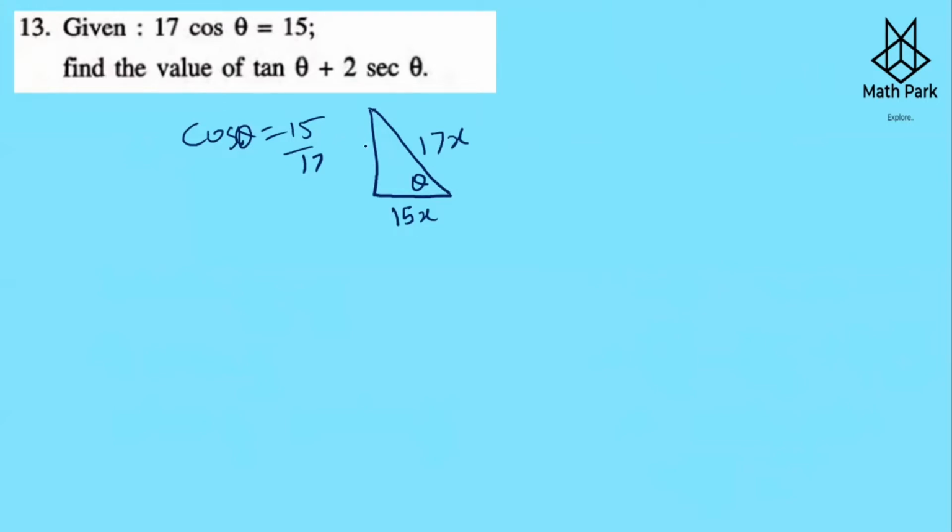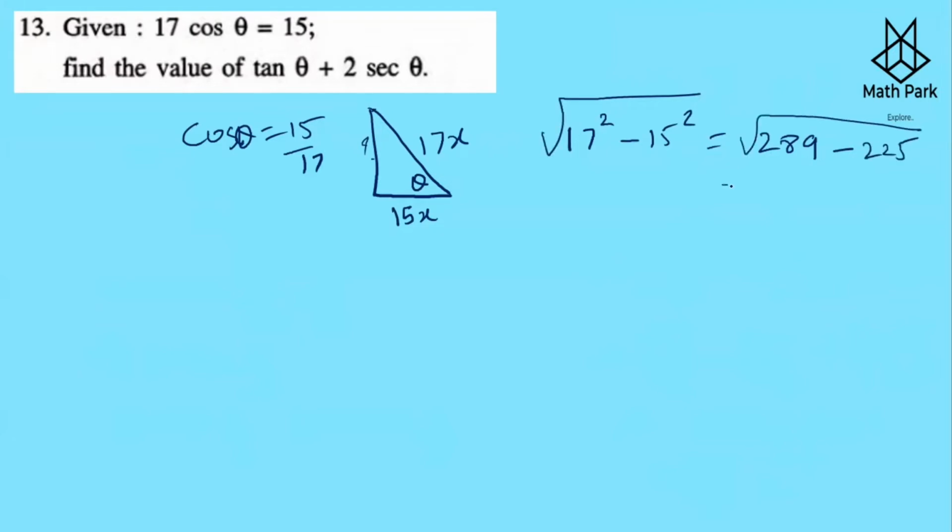Then we will be finding the other side. So this particular side is the square root of 17 squared minus 15 squared, which is 289 minus 225. So 289 minus 225 is 64. The root of 64 is 8, so we get this as 8x.